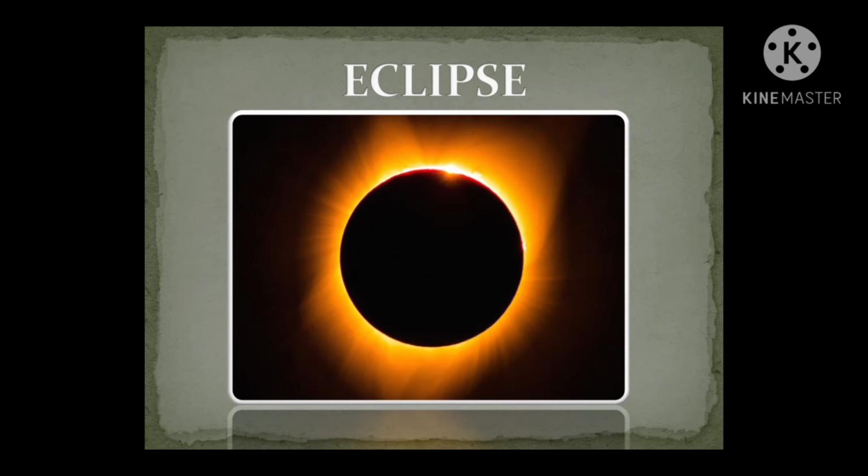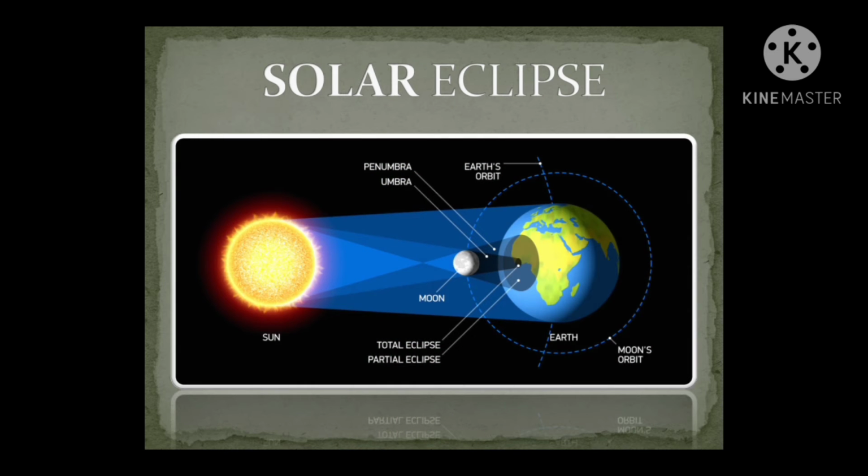So let's talk about the solar eclipse. A solar eclipse occurs when the sun, moon, and earth are aligned and the moon is positioned between the sun and earth. Hence, a portion of the earth is engulfed in a shadow cast by the moon, which fully or partially blocks sunlight. During a solar eclipse, two shadows are cast by the moon.